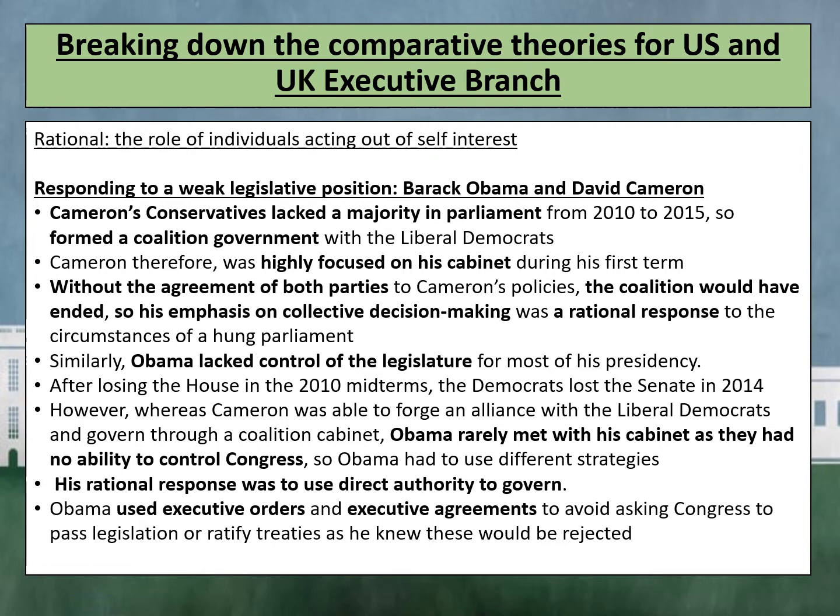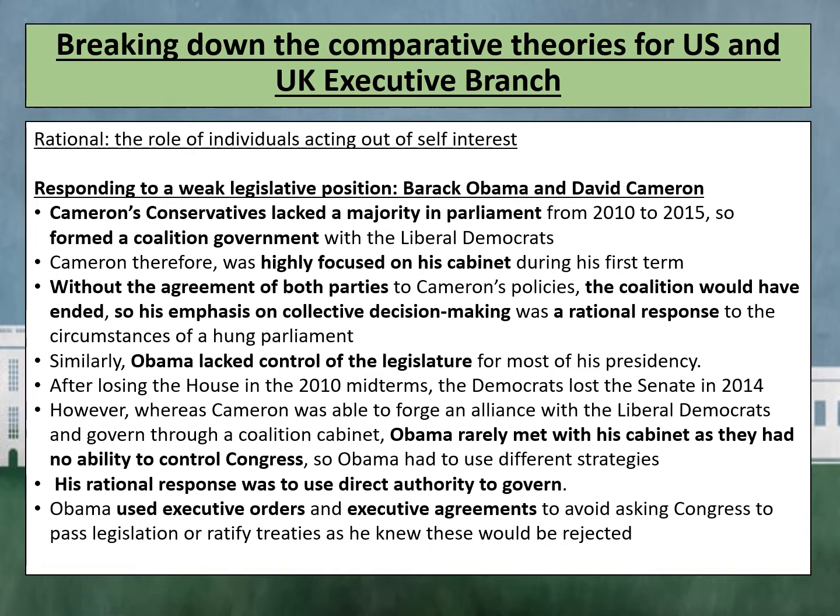Cameron's Conservatives lacked a majority in Parliament from 2010 to 2015, so they formed a coalition government with the Liberal Democrats. Cameron therefore was highly focused on his cabinet during his first term. Without the agreement of both parties to Cameron's policies, the coalition would have ended, so his emphasis on collective decision-making was a rational response to the circumstances of a hung Parliament.